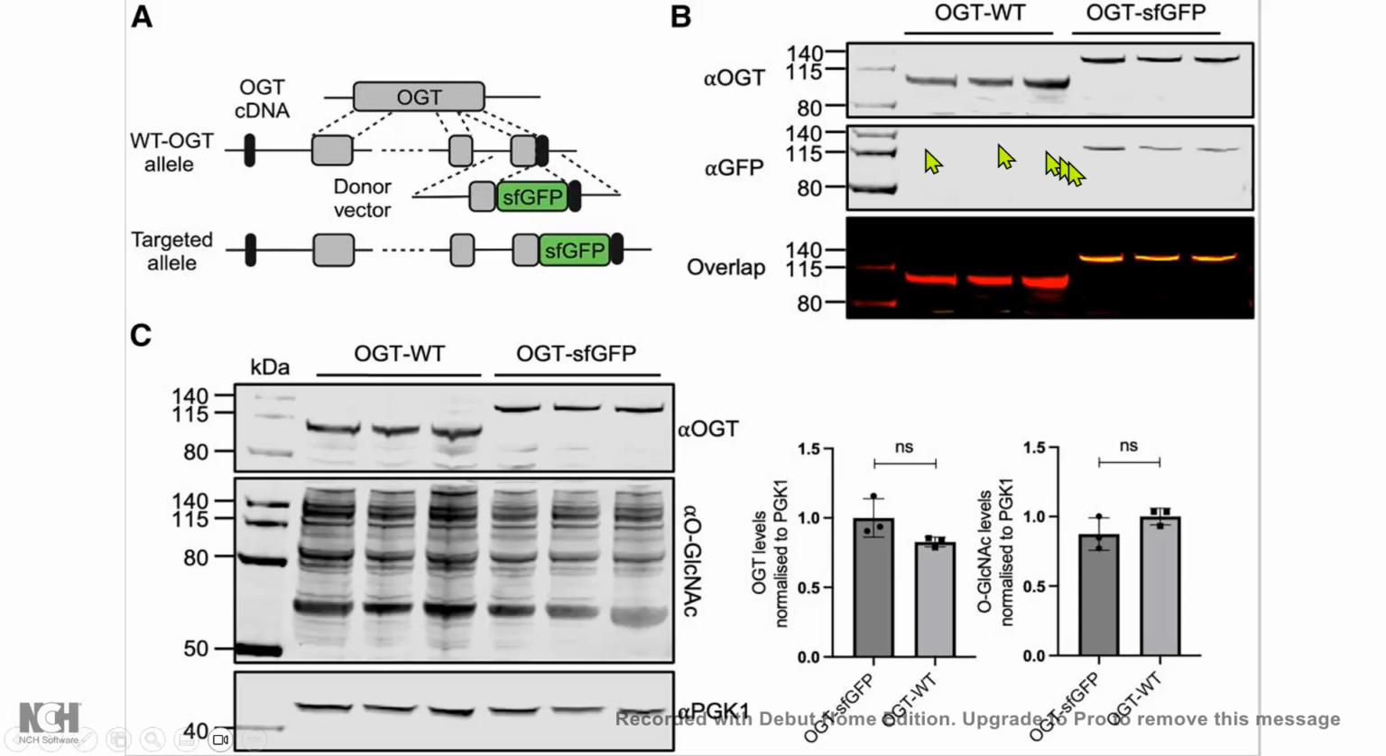Point is, we did first a standard battery of tests to check, hey, is the level of OGT, the protein itself, the same with or without the tag? The answer is pretty darn similar. No significant difference. Similarly, the level of the actual O-glutamate modification in the cells, similar. Great. This was just the proof of concept. Now moving forward to actual testing.